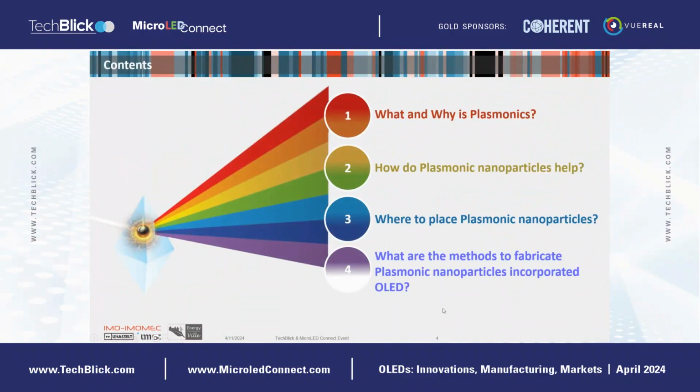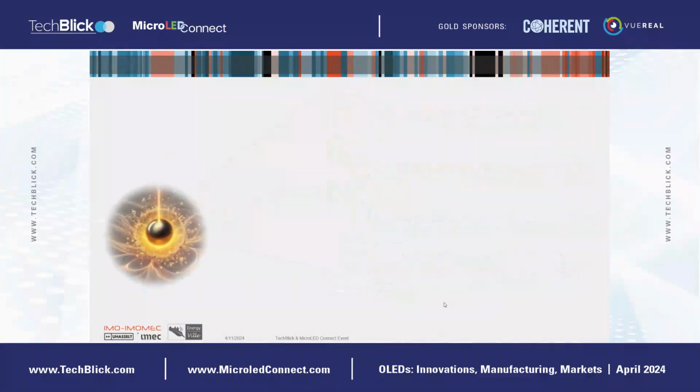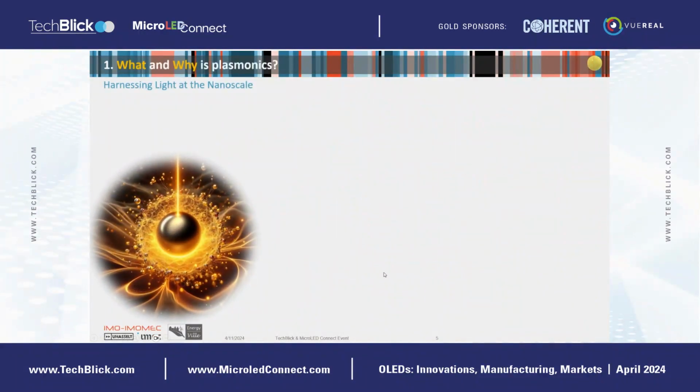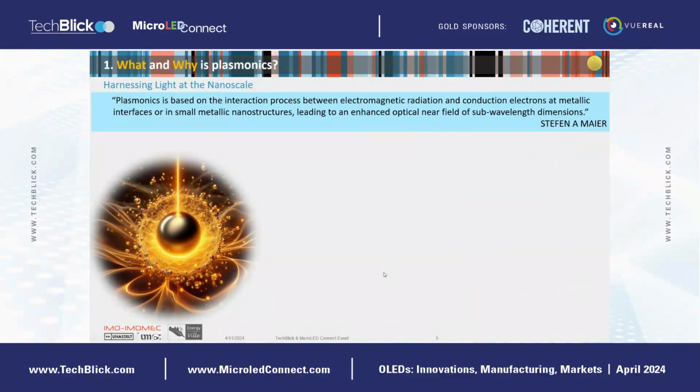Into the topic itself, I have divided my presentation into four simple topics: why and what are plasmonics, how these plasmonic nanoparticles would help the OLED community, where do we place these plasmonic nanoparticles, and finally, what are the fabrication tools we have to incorporate these plasmonic nanoparticles. Let me start with what is plasmonics. In simple terms, plasmonics is nothing but the interaction of light with conduction-free electrons on any metallic nanostructures or structures.